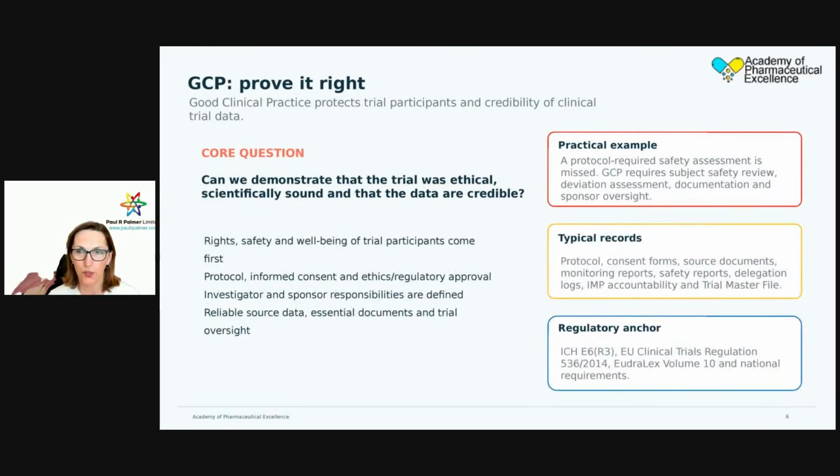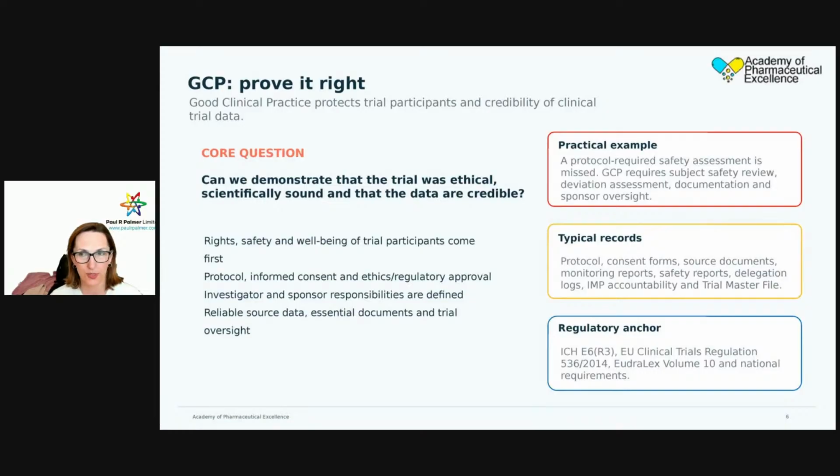And then we move to GCP, or prove it right. Good clinical practice protects the trial participants and the credibility of clinical trial data. This is a very important distinction here because GCP is not only about data and it's not only about ethics. It's about both in equal measure. And the core question we should be asking here is, can we demonstrate that the trial was ethical, scientifically sound, and that we have data that is credible?